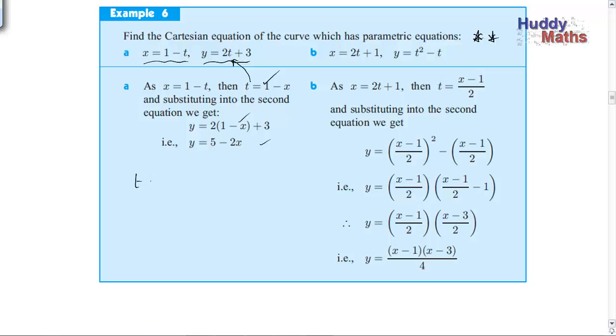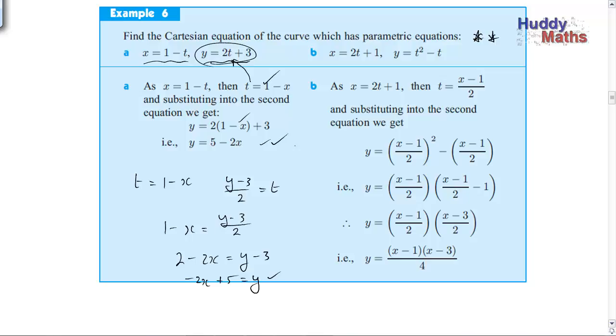So t is 1 take x from the first one, and taking it from here, (y take 3) on 2 equals t, and then put those two equal, getting a go-between, if you like, of t, going between the two parametric equations. 2 take 2x equals y take 3, so it would be neg 2x plus 5 is y. So it's the same expression as this one here.